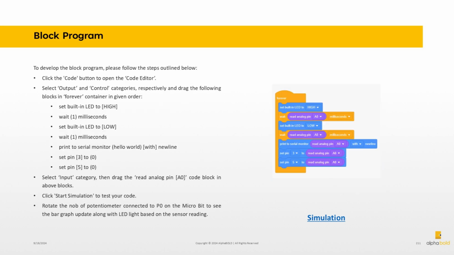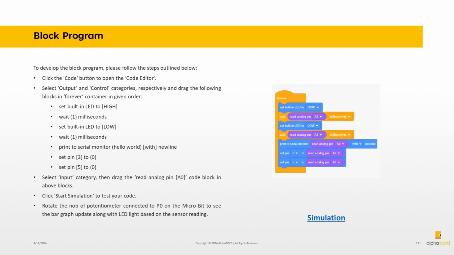To develop the block program, please follow the steps outlined below. Click the Code button to open the code editor. Select Output and Control categories, respectively, and drag the following blocks in Forever Container in given order. Set Built-in LED to High. Wait 1 milliseconds. Set Built-in LED to Low. Wait 1 milliseconds. Print to Serial Monitor Hello World with new line.